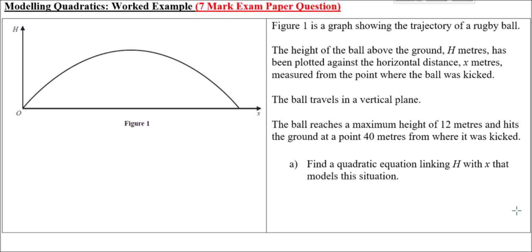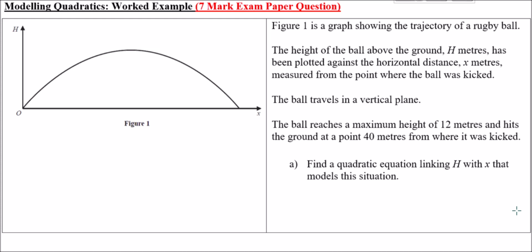So this one here says, you've got figure 1, which is a graph showing the trajectory of a rugby ball. You need to know as well by the end of year 13 that any projectile, if it's acting under gravity, will follow a parabolic curve. In other words, it's going to be a quadratic path. So you've got the height of this ball above the ground, which has been given the letter h. It's been plotted on a set of axes where the horizontal axis is x, and it's measured from the point where the ball is kicked. So when x is 0, that's the place where the ball was kicked from.